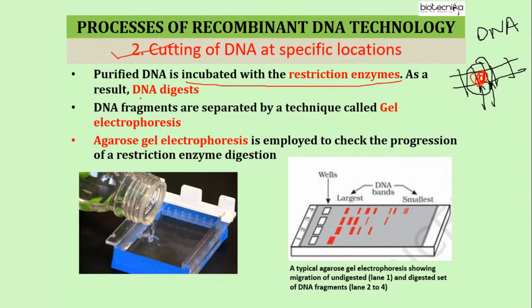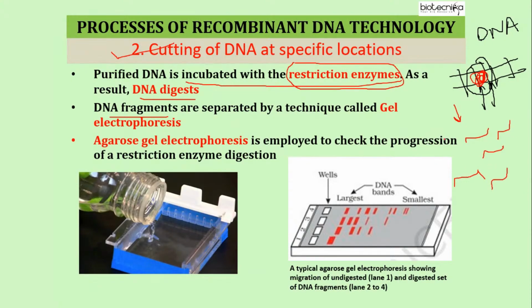So as a result, DNA will digest. How will it digest? Because we have already added the restriction enzyme. So suppose this DNA is digested with the help of restriction enzyme. And now what are we getting? We are getting fragments, because this is digested with the help of restriction enzyme digestion.